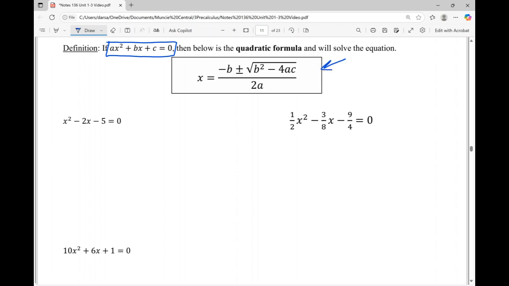And you can see that this is x equals negative b plus or minus the square root of b squared minus 4ac all over 2a, where a, b, and c are the coefficients of x squared, x, and the constant. So let's practice using this.